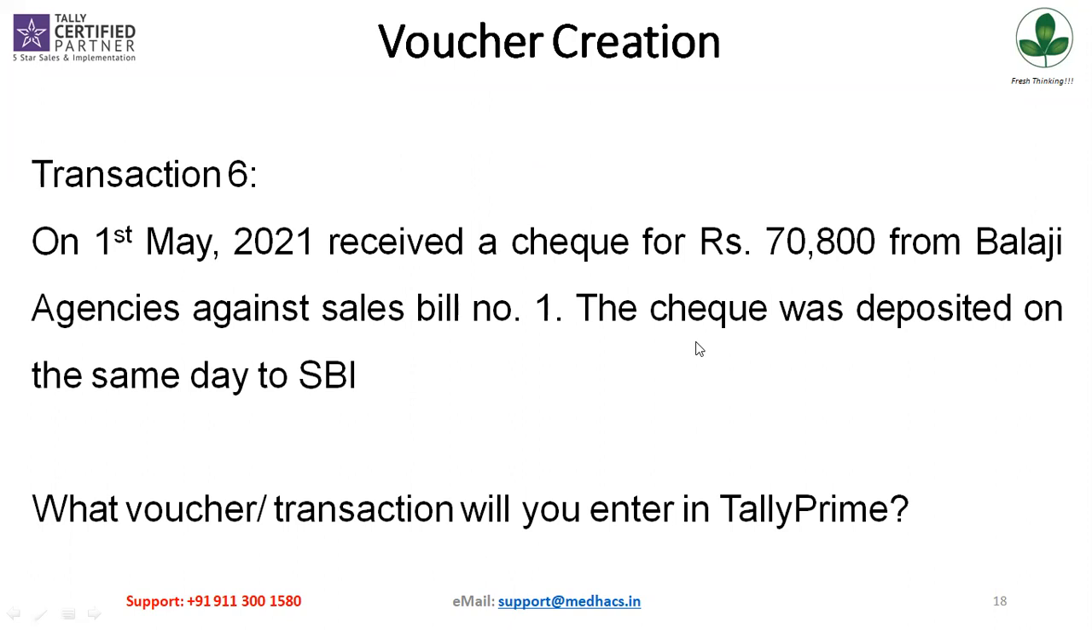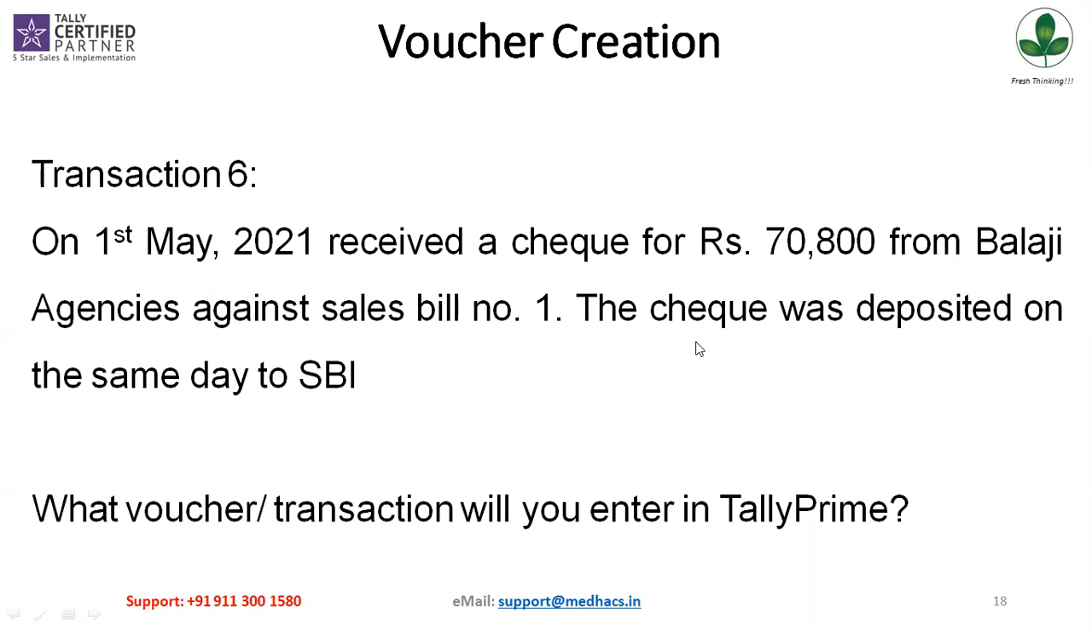Let me see Shivu. What did Shivu give as the answer? Shivu: bank account 70,800, sales 60,000, and tax 10,800. Yes, Shivu, you are right.